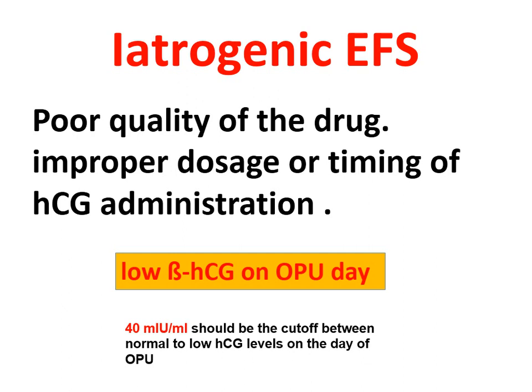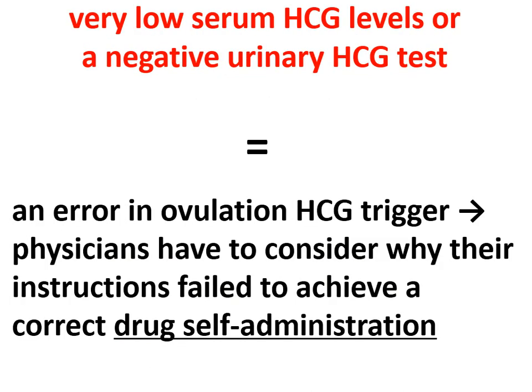So the problem of drugs, the problem of administration, the problem of protocols, and the problem of aspiration are called iatrogenic empty follicle syndrome, and in all these cases there is a low beta HCG level on the day of ovum pickup, which the cutoff should be more than 40 milli international unit per milli. If the cutoff is less than this, it means that there is a problem in the induction protocol or the triggering, and this may be a cause of empty follicle syndrome. We have to tell the patient that you are liable to have empty follicle syndrome before we go to the OR. So this is very important.